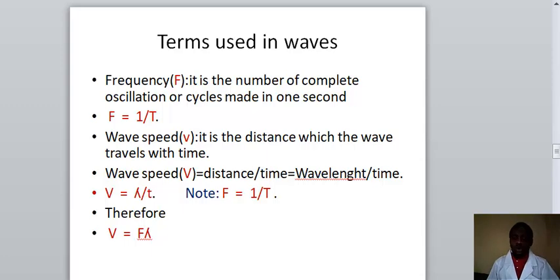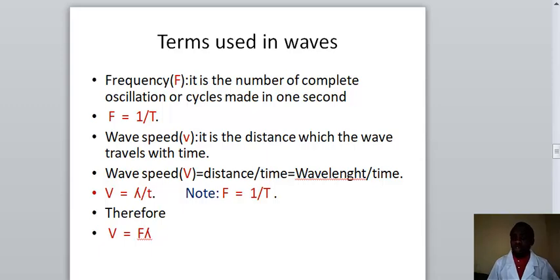And also we have wave speed. When you talk about speed, what is speed? Speed is the distance covered in a specific time. So when we relate it to a wave, the wave speed is the distance which the wave travels with time. Meaning wave speed is going to be the wave distance over time, that is the distance covered by the wave over time.